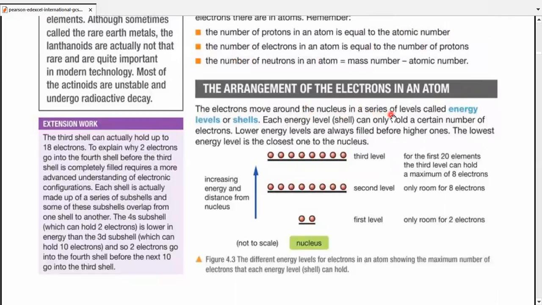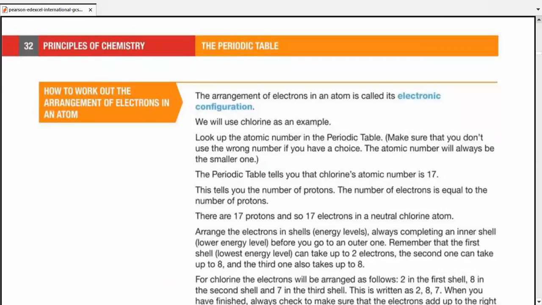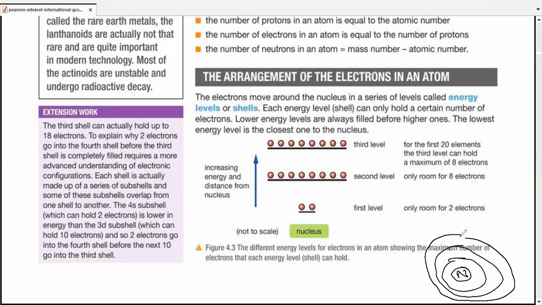Electrons move around the nucleus in a series of levels called energy levels or shells. Just a second before we go with this diagram, actually. Previously, scientists used to draw it like this. Let's consider the innermost part of the atom as the nucleus. And the electrons will then be present in the first shell or first orbit, the second orbit, or the third orbit. The scientists used to draw it like they used to draw the solar system.